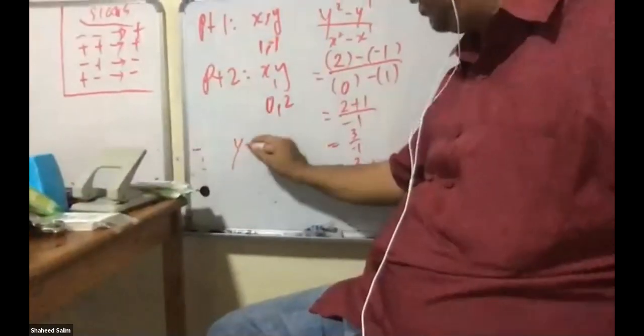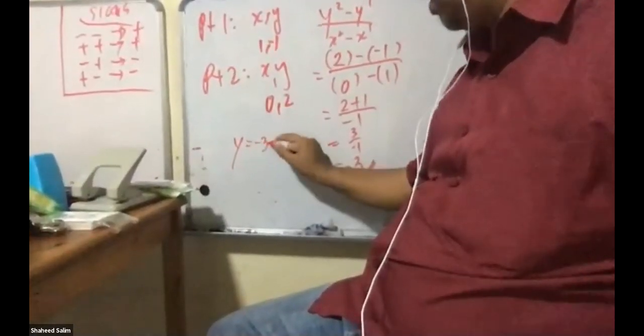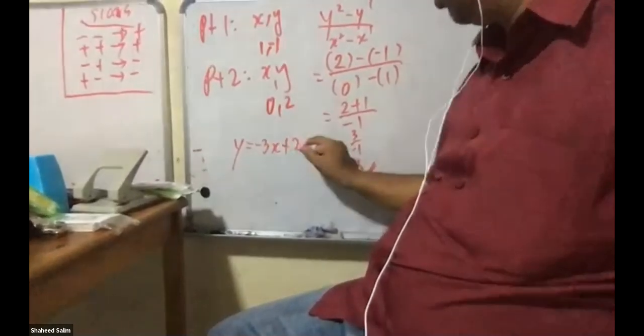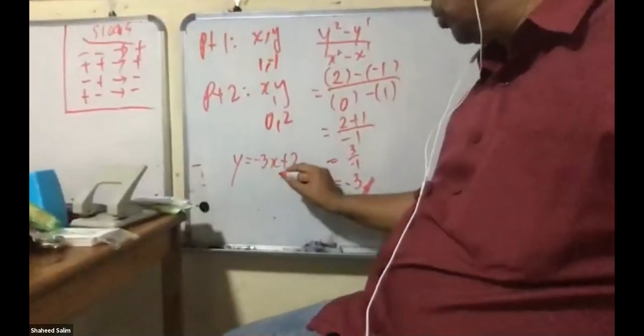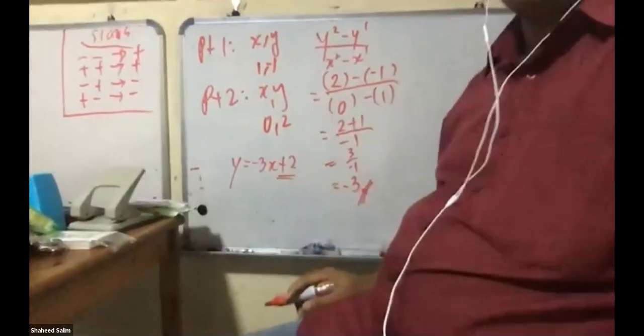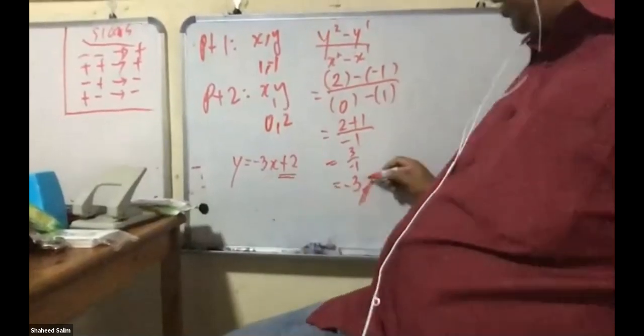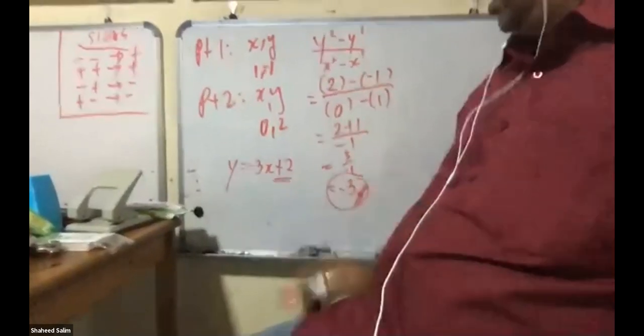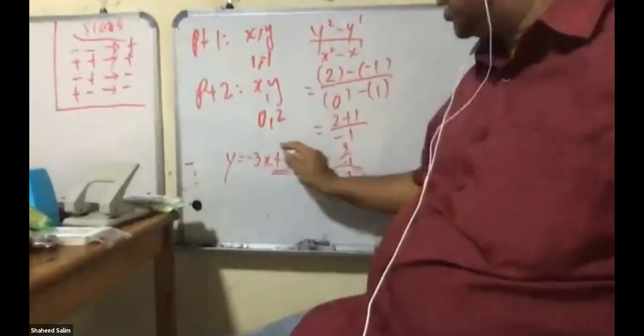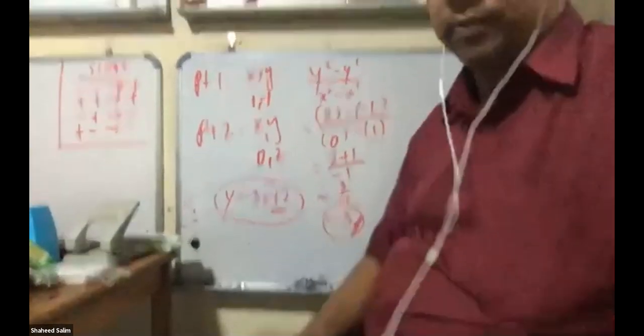And once the y-intercept is 2, we know that the formula for this particular line is y equals negative 3x plus 2. Plus 2 because it cuts the y-axis at 2. Negative 3x, you already calculated what the gradient is, negative 3. So this is the formula of that line.